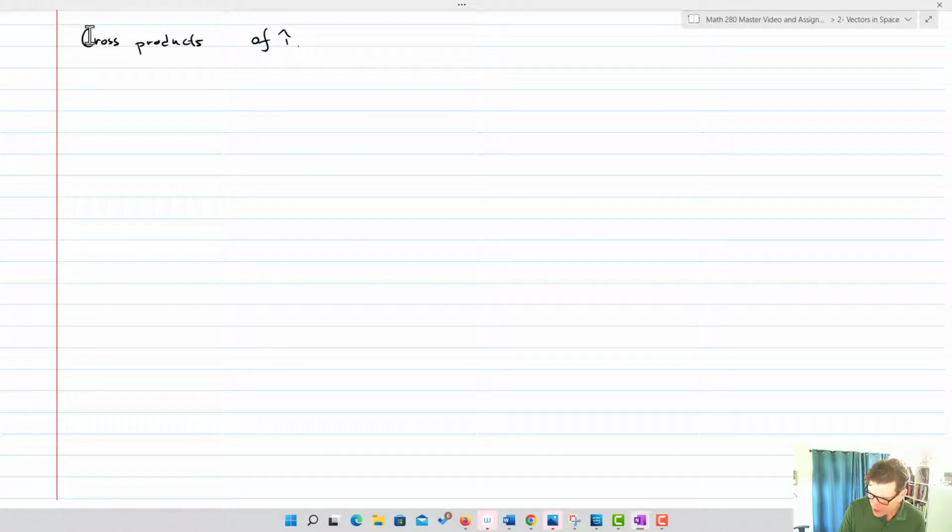Basically, if I cross one of my coordinate axes with another coordinate axis, what I get is the other coordinate axis, and it'll either be pointing up or pointing down, depending upon the order of the cross product. So let's look at these cross products of coordinate axes: cross products of i, j, and k.